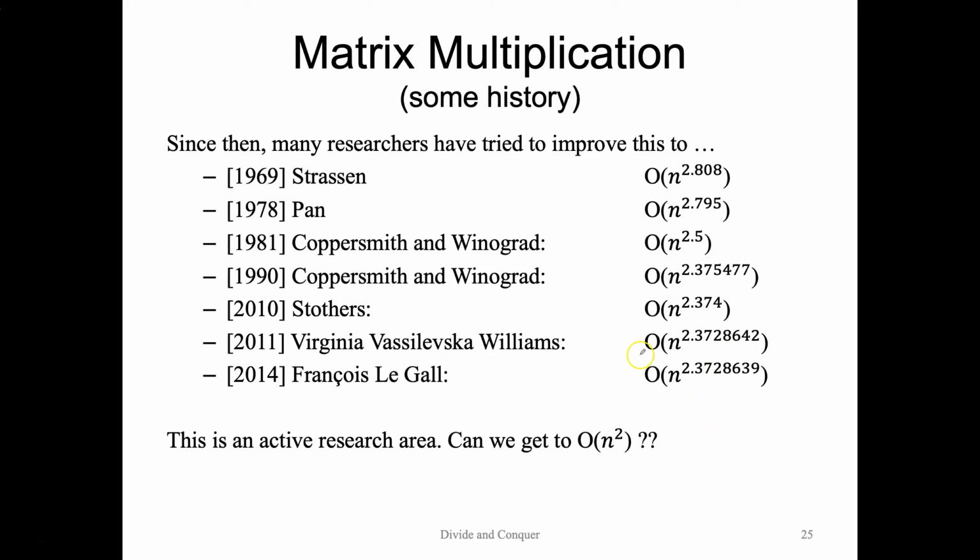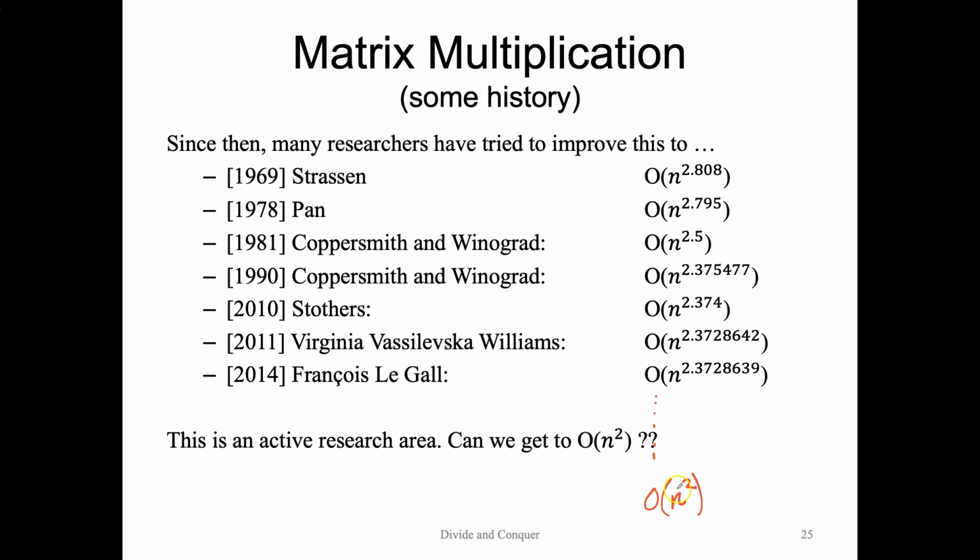But this is a pretty hot area of research right now. And the idea, given all of this, is: is it possible that we could even get to, maybe one day, a decade from now, 20 years from now, maybe you can come up with a way that we can multiply 2 n by n matrices together in only quadratic time.